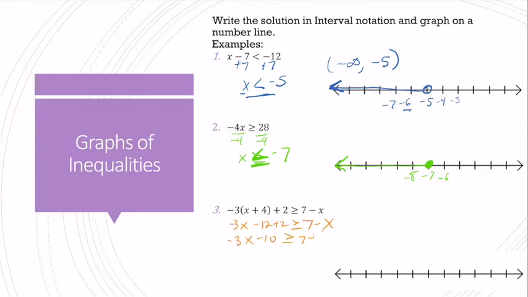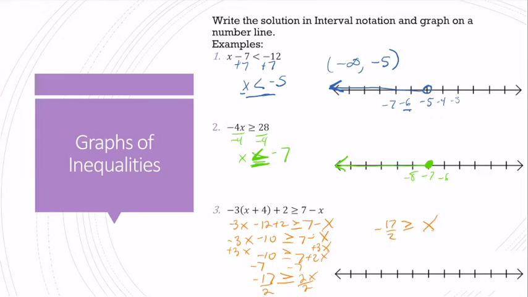I'm going to go ahead and add 3x to both sides. So I get negative 10 is greater than or equal to 7 plus 2x. I subtract 7. I get negative 17 is greater than or equal to 2x, and then I have to divide both sides by 2. So that gives me negative 17 halves is greater than or equal to x.